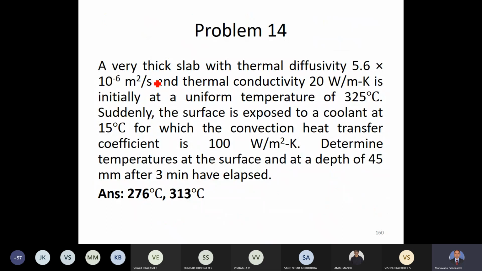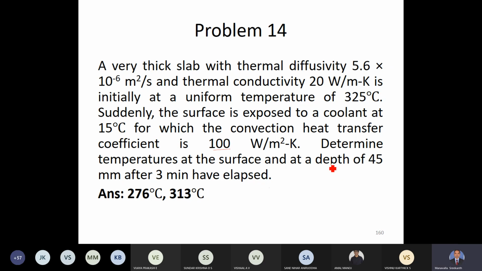You see here, there is again a similar problem, but about a very thick slab with a given thermal diffusivity and thermal conductivity, initially at a uniform temperature of 325 degrees Celsius. Suddenly, the surface is exposed to a coolant at 15 degrees Celsius, for which the convection heat transfer coefficient is 100. So the heat transfer coefficient is not infinity, it's a finite value. Determine the temperatures at the surface and at a depth of 45 millimeters after 3 minutes have elapsed.